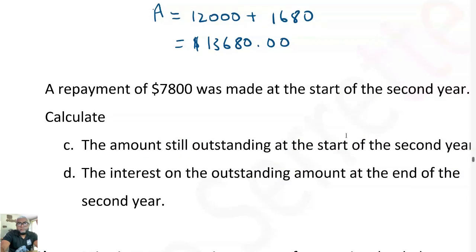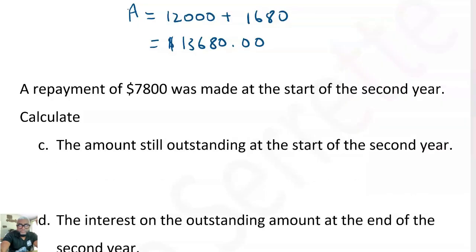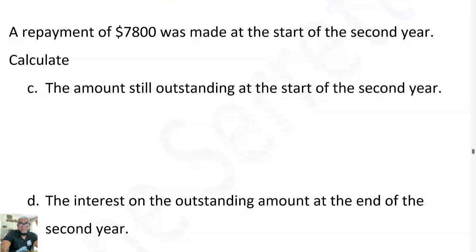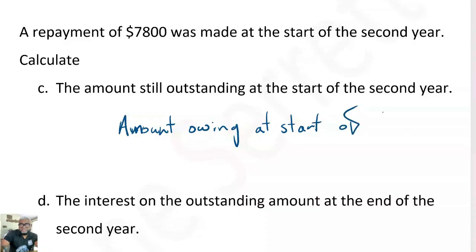So now they say pay 7,800. So now you minus. They said a repayment of 7,800 was made at the start of the second year. 13,680 minus 7,800. So this is the amount owing at the start of the second year.